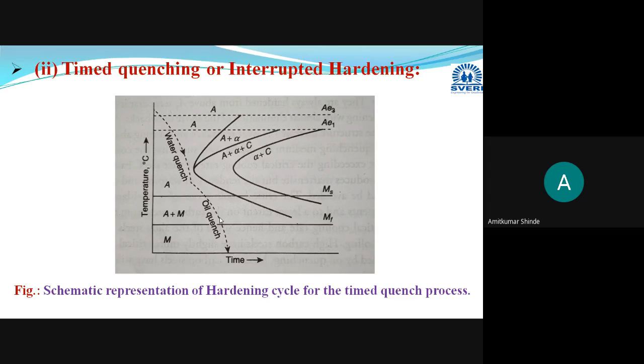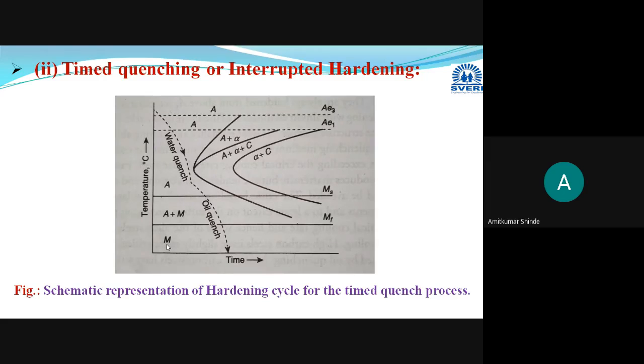If you are doing the hardening of high carbon steels or alloy steels, then your first medium will be oil and then air, because with little bit slower cooling rates also, in case of high carbon steels or alloy steels, you can do the hardening easily. But faster cooling rates are required to form the martensite in case of the low carbon steels.